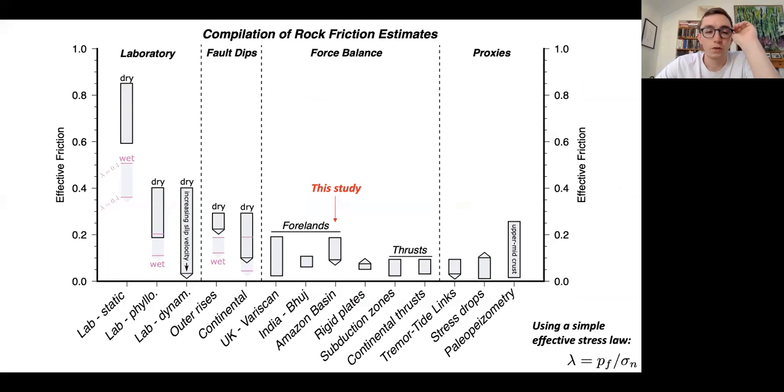So why is that interesting? Where has that got us? We've been able to estimate forces, and we've been able to estimate how strong the faults might be in this setting, an upper bound on how strong the faults must be. But why is it interesting?